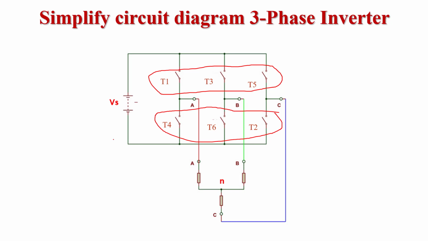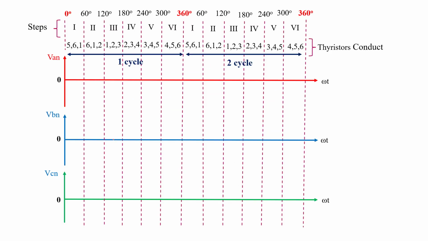Now first we calculate the phase voltage. So to calculate the phase voltage, here we analyze every step and then we calculate the phase voltages VAN, VBN and VCN.